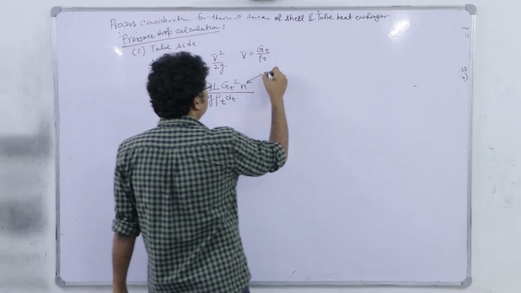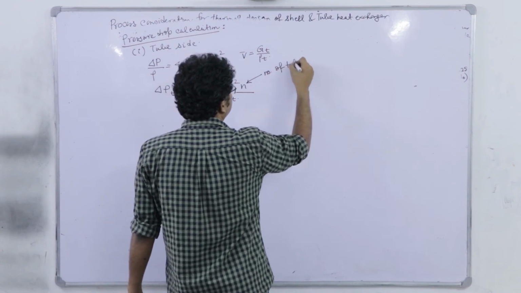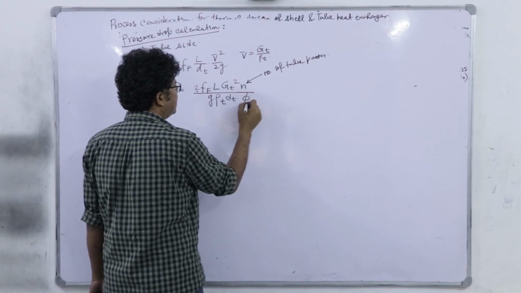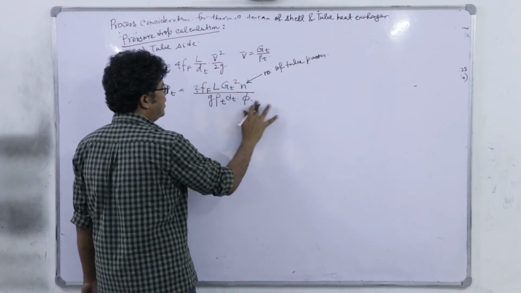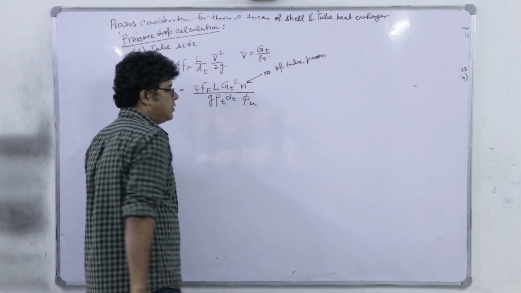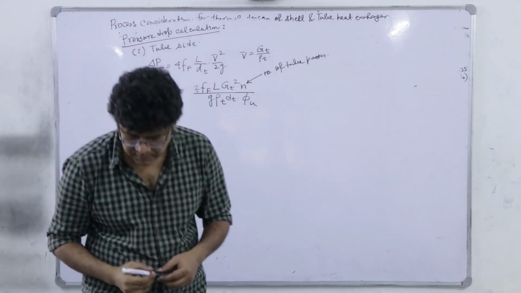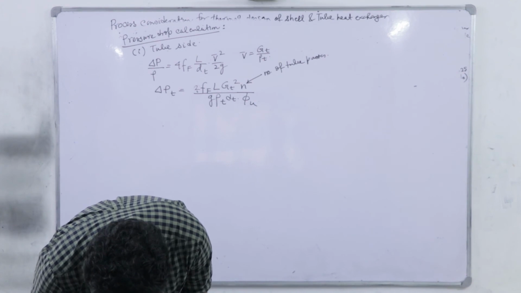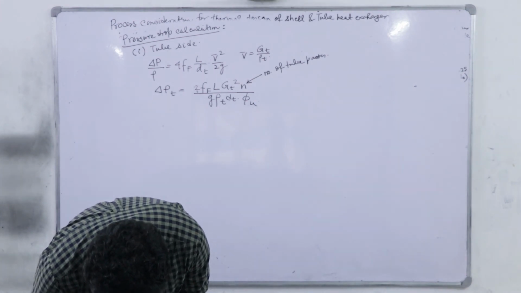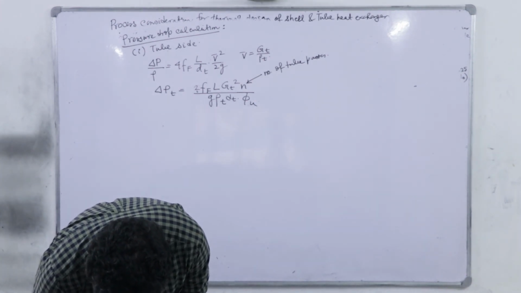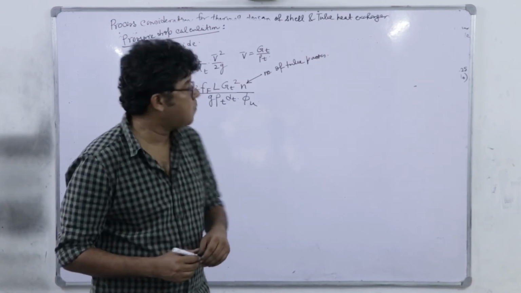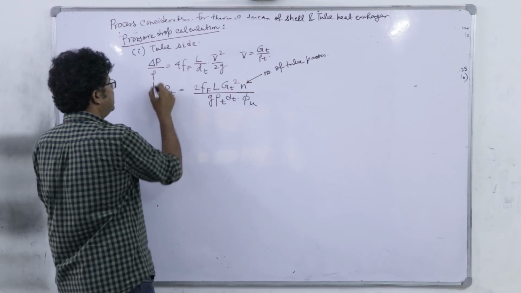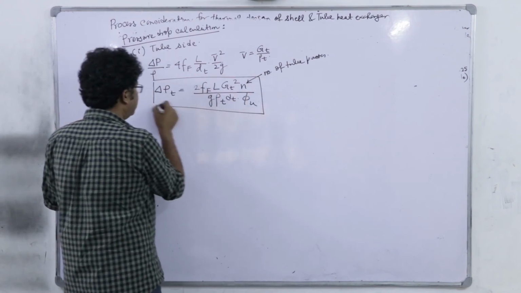So, this is the number of tube passes, and here an empirical correction factor, phi_t, mu by mu_w to the power 0.14, the dimensionless viscosity ratio. So, that is the formula for calculating the tube side pressure drop.